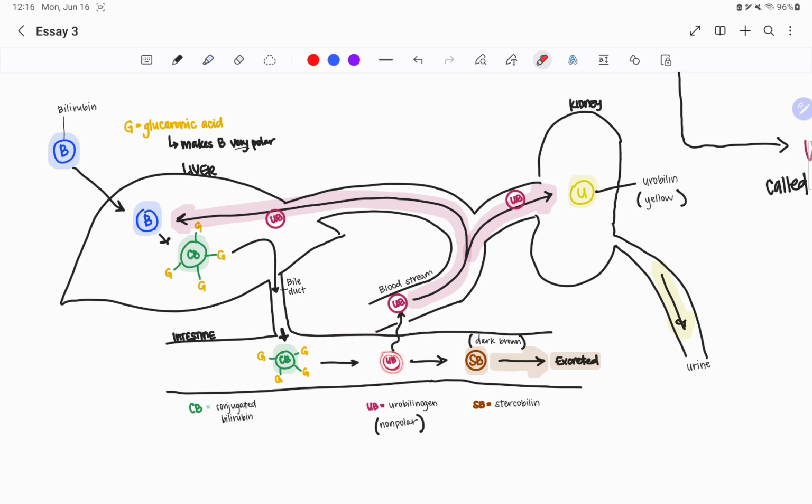It now becomes urobilinogen. Urobilinogen is able to cross these walls, and it can either re-enter the bloodstream or it can keep going down through here. If it keeps going through, it becomes stercobilin, which is then excreted. Again, dark brown in color. Or if it wants to go back into the bloodstream, it can either go right back into the liver where it's reconjugated, or it can go into the kidney, become urobilin, and be excreted as urine.